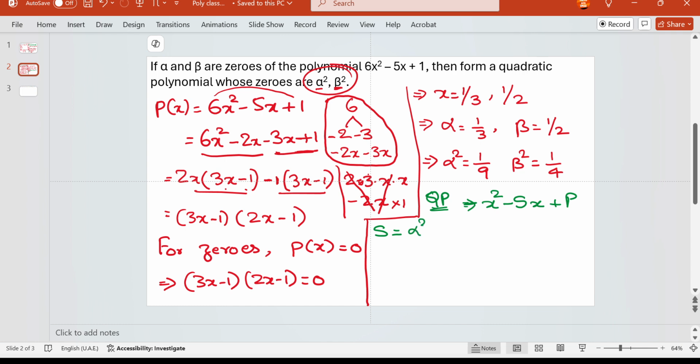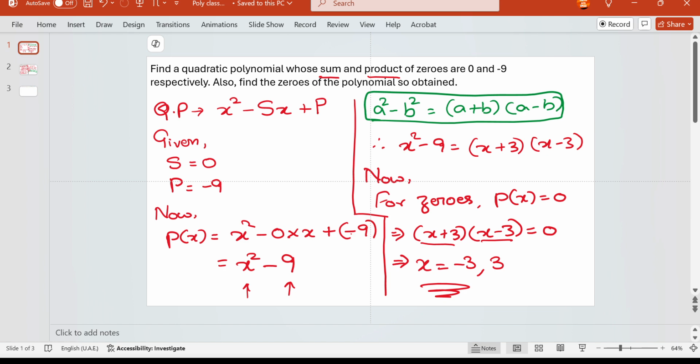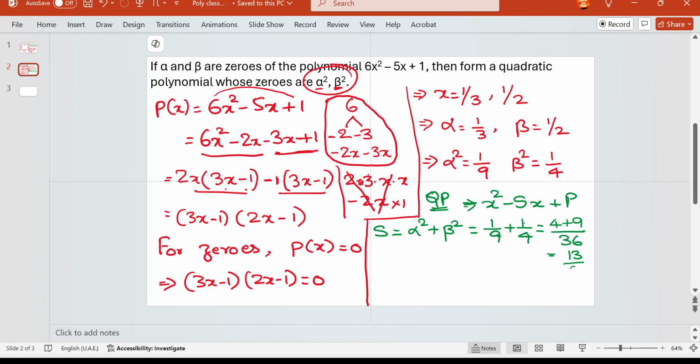Sum of zeros means what? What are the zeros here? Alpha square plus beta square, right? So 1/9 plus 1/4. Since they are co-primes, I can take LCM. 4 ones are 4 plus 9 ones are 9, divided by 9 fours are 36. So that is equal to 13/36.